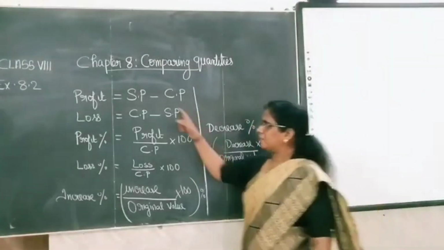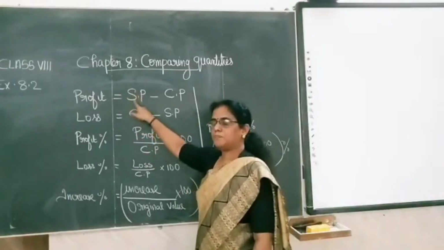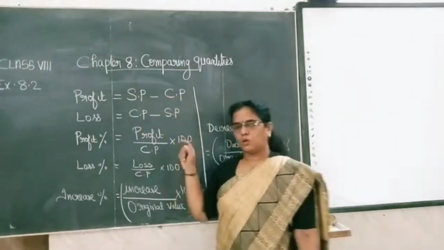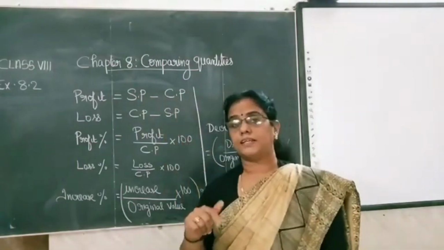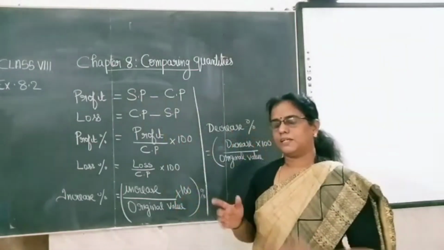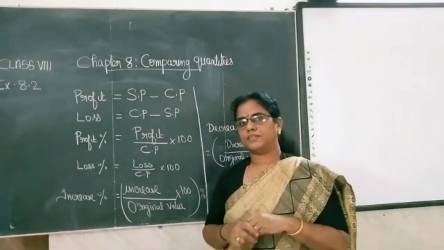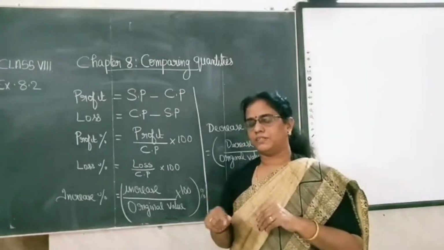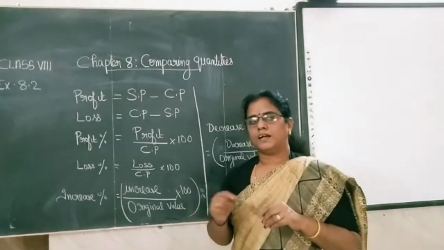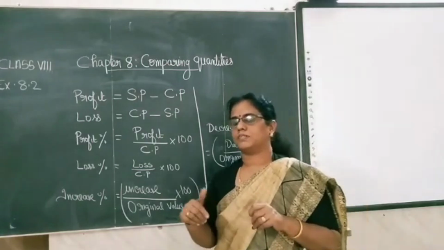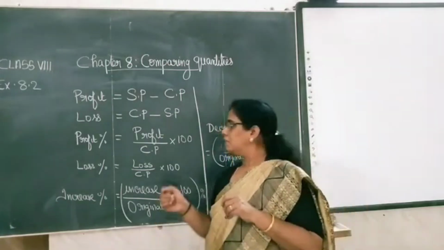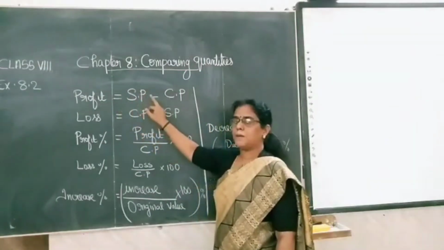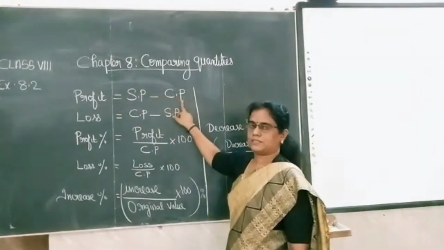So profit we are getting by selling price minus cost price. And if there is loss, in that case selling price will be less. So by looking at the question itself, we can find out whether there is profit or loss. In the case of profit, selling price will be greater, and in case of loss, selling price will be less.